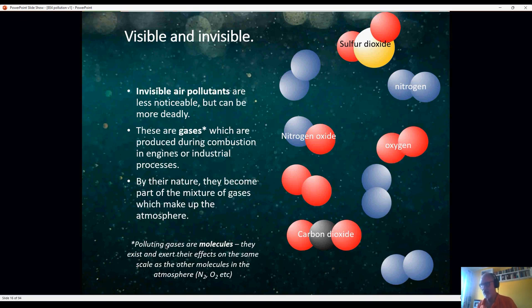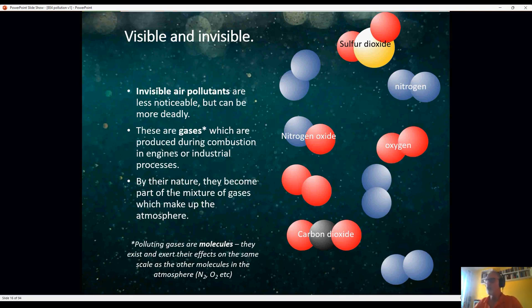It's a mechanical action. Okay, so you have particles which are penetrating into the mucous membranes of the lungs, for example. The difference with the invisible components, which are the gases, is that they become part of the air that you breathe. And so their action is actually chemical. It's not a mechanical action. It's actually a chemical action.